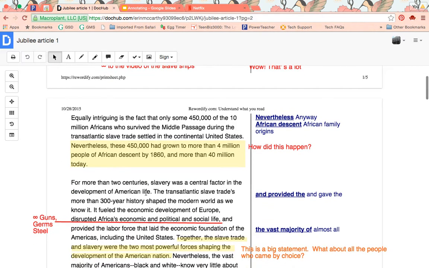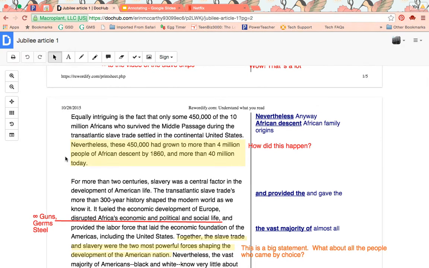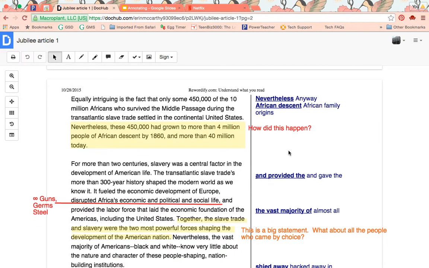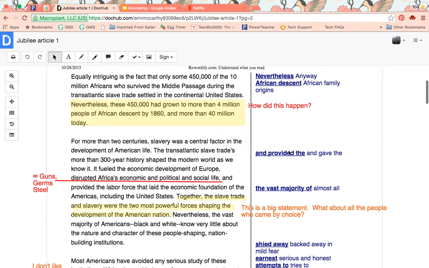As we move on to the second page, this paragraph is now kind of introducing you to the big idea behind the articles. And in this final sentence, it says 450,000, those people that came to the United States, grew to 4 million by 1860, and now it's 40 million today. So the question is, if the slave trade wasn't happening, how did this happen? There's something there that makes me wonder, how did that number grow, especially when I did not see a lot of ships going to America on the video we watched.